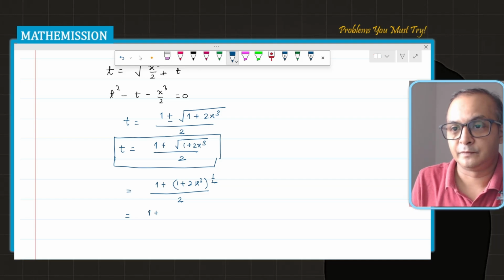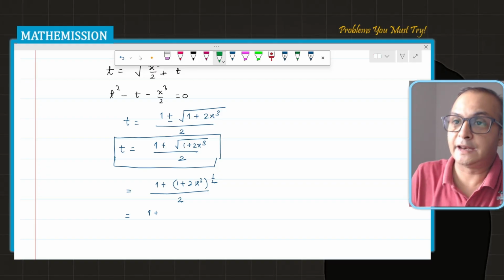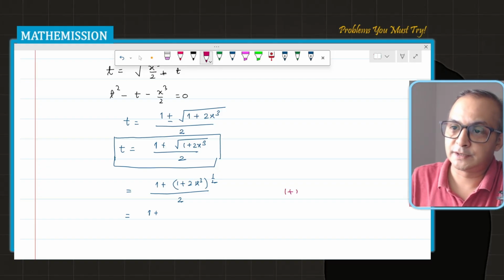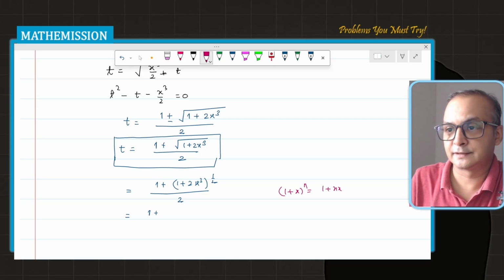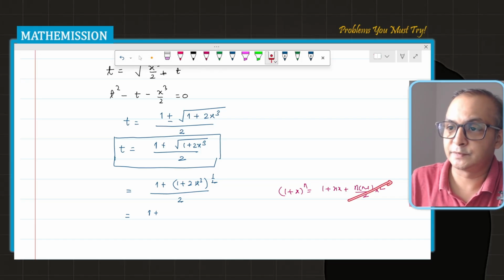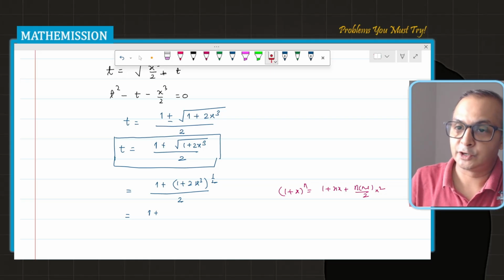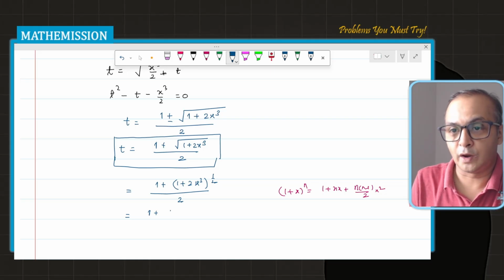And so, I hope that you know this binomial expansion for any index. So (1 plus x) to the power any index n is 1 plus nx plus n into (n minus 1) by 2 x squared and so on. But I don't take the higher degree terms because x is approaching 0, so they'll be very near to 0. So for that I take the first two terms, so that will give you 1 plus, and I'm taking the n value half.